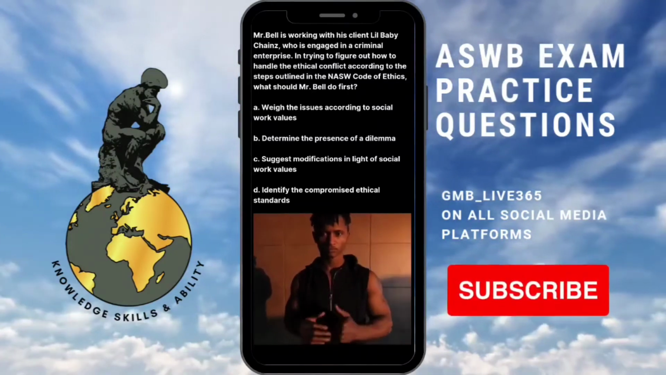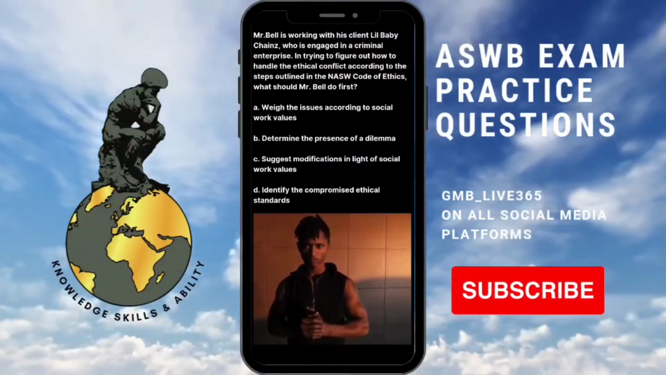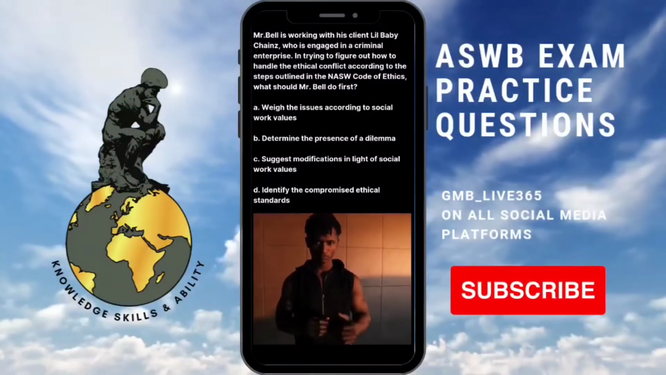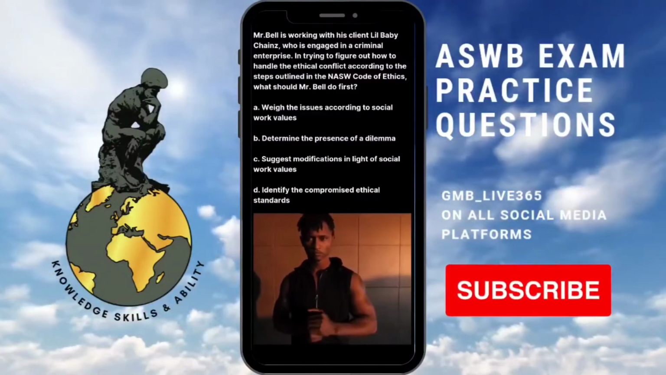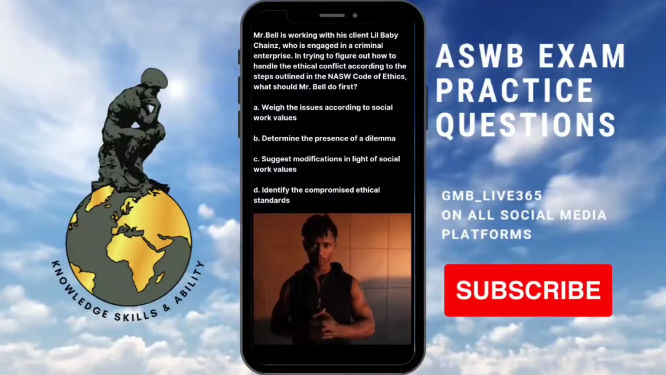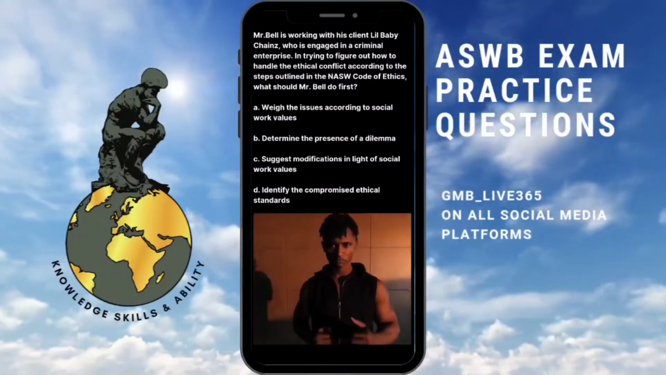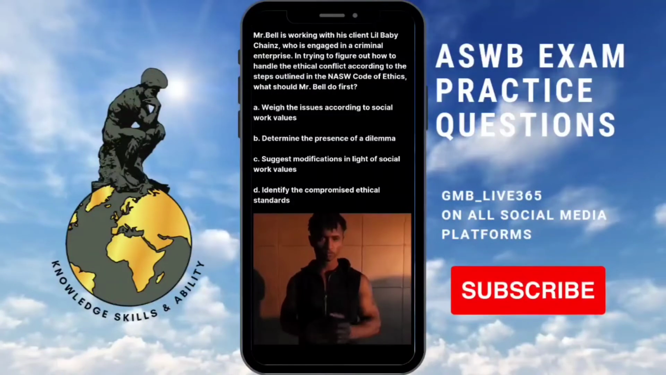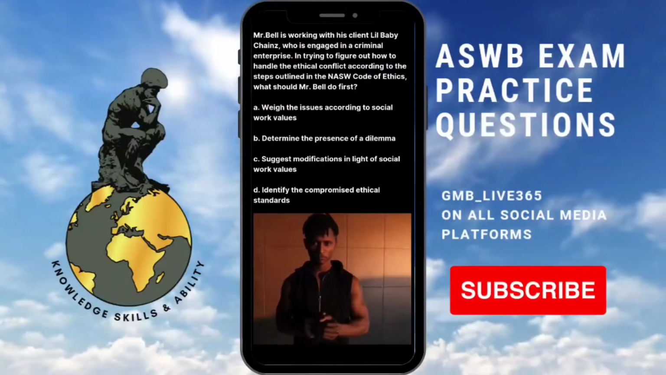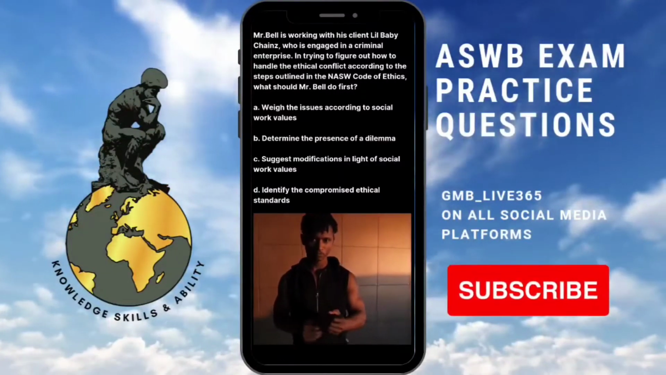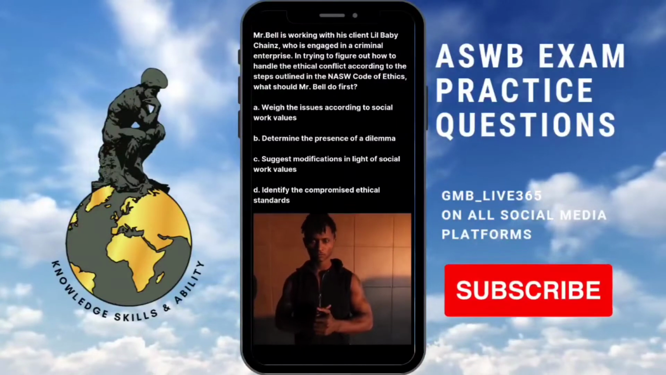Mr. Bell is working with his client Lil Baby Chains, who is engaged in a criminal enterprise. In trying to figure out how to handle the ethical conflict according to the steps outlined in the NASW Code of Ethics, what should Mr. Bell do first? A. Weigh the issues according to social work values. B. Determine the presence of a dilemma. C. Suggest modifications in light of social work values. D. Identify the compromised ethical standards.